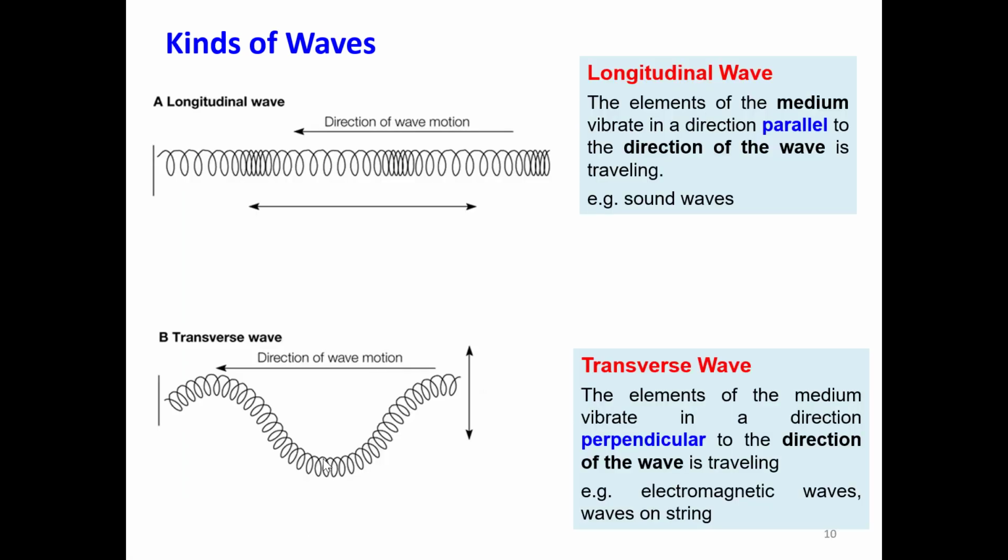As you watch in the video, there are two different kinds of waves. One is the longitudinal wave. In this case, the elements of the medium vibrate in a direction parallel to the direction of the wave. Then the particles of the spring vibrate in the same direction as the wave. And one example of a longitudinal wave is sound waves. And I want you to remember this one when we study sound waves.